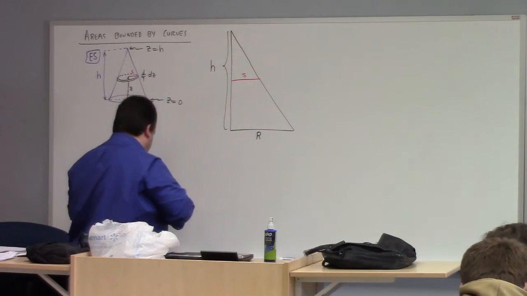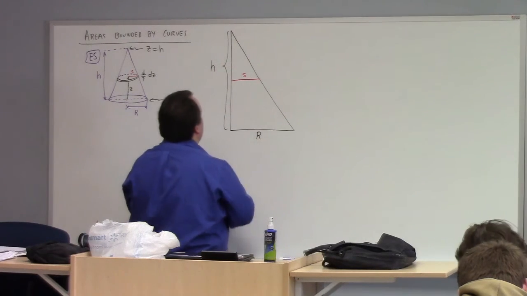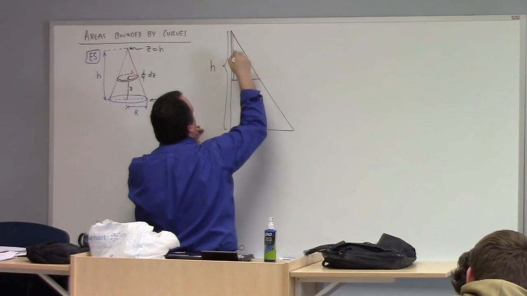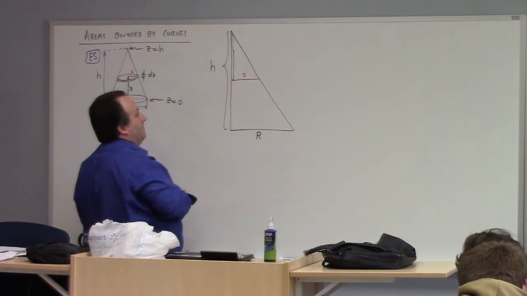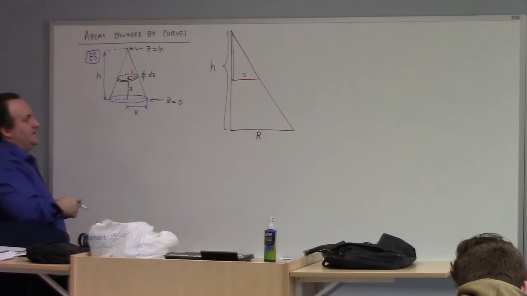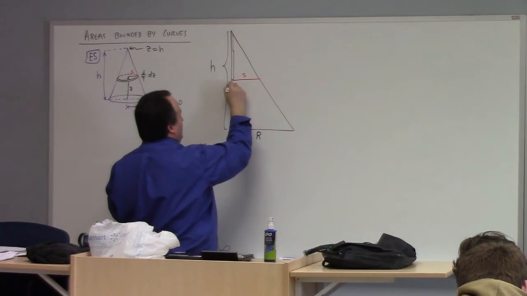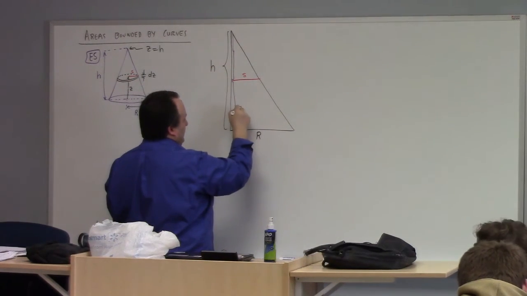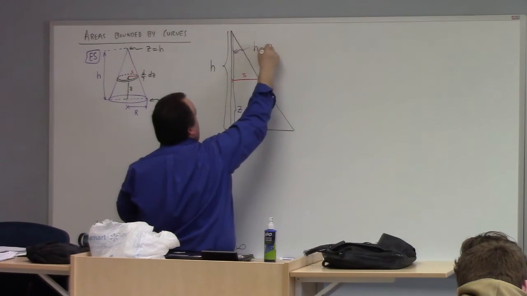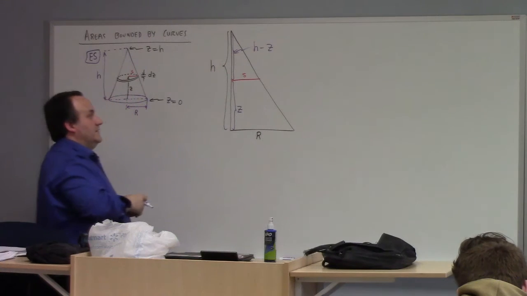What is the distance here? Oh, H minus, very good. Thank you. Good point. I should add that to this. This is Z. So this right here would be H minus Z. Cool, yeah.